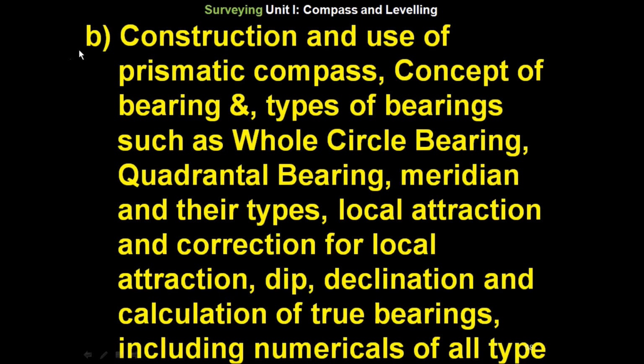So we have seen part B, construction and use of prismatic compass, concept of bearing and types of bearings such as whole circle bearing, quadrilateral bearing, meridian and their types, local attraction and correction of local attraction, dip, declination and calculation of true bearings including numericals of all type.